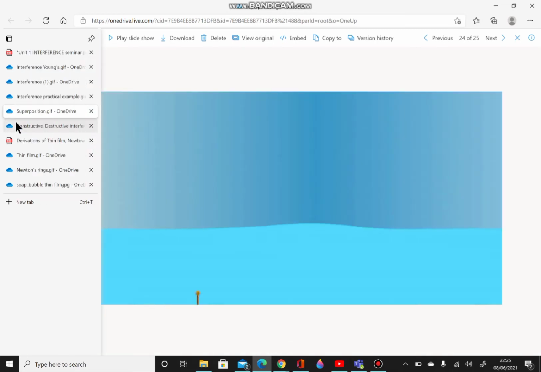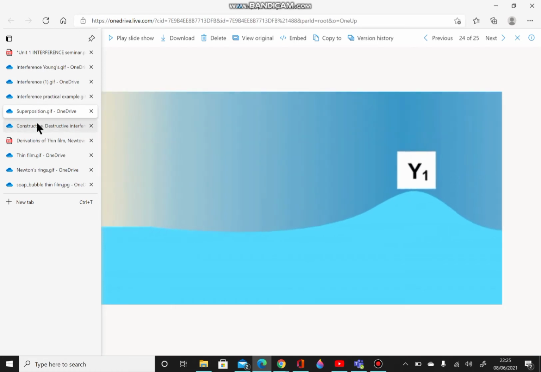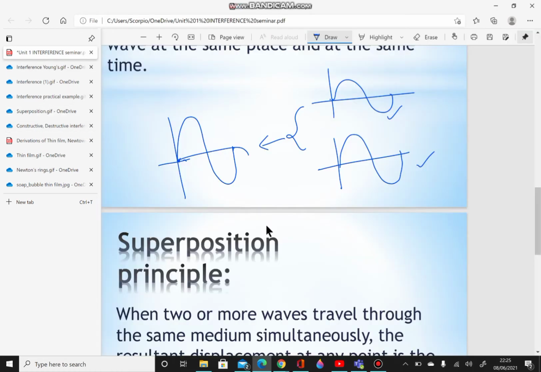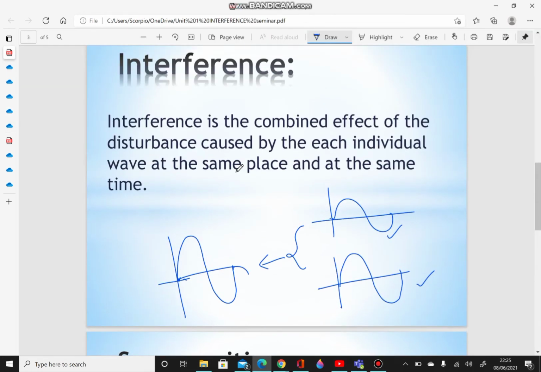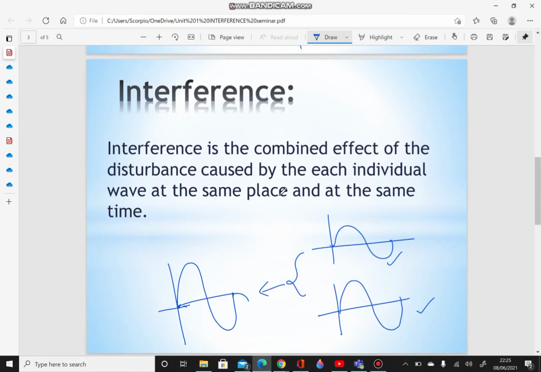So now moving on, let's talk about the different types of interference. As we discussed before, interference is nothing but disturbance caused by the combining of two waves. So how is this disturbance classified? There are two types of interference. One is constructive interference and the second is destructive interference. What is constructive interference?